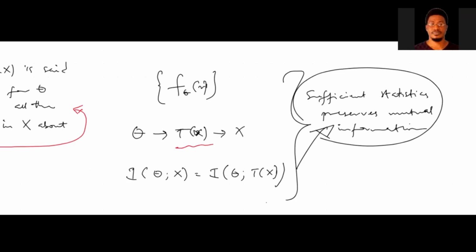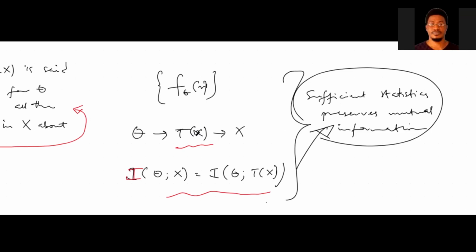So that a function, for instance, as we have said, a function T of X is now said to be a sufficient statistic relative to a family of functions, say f of theta of X, if X is independent of theta given T of X, for any distribution on theta, that is, theta to T of X to X forms a Markov chain.